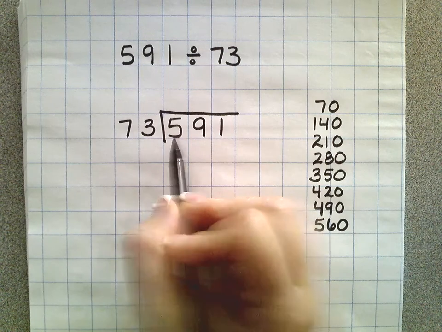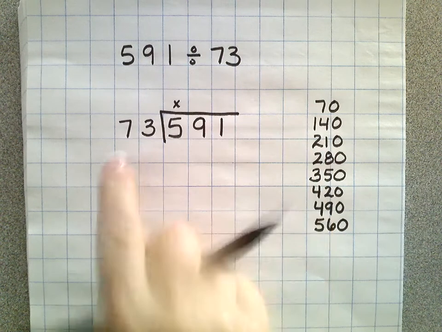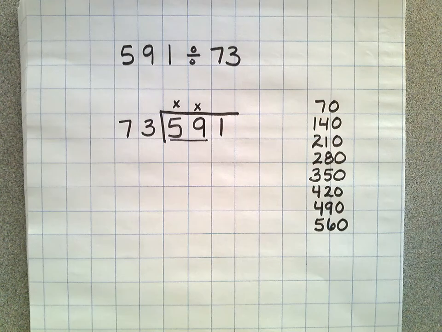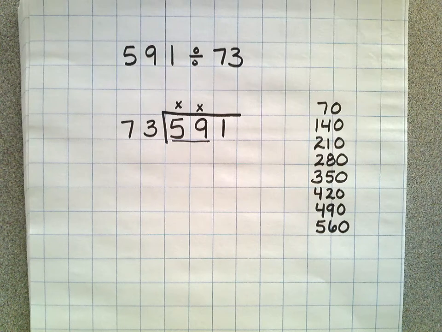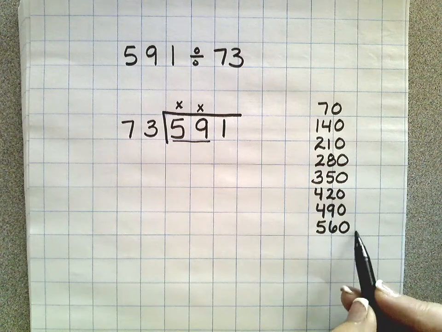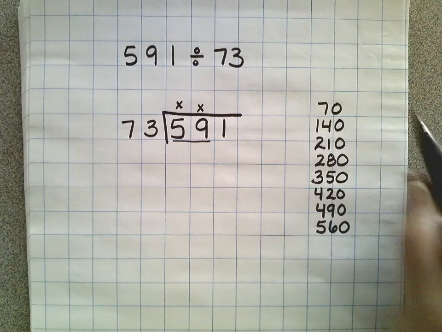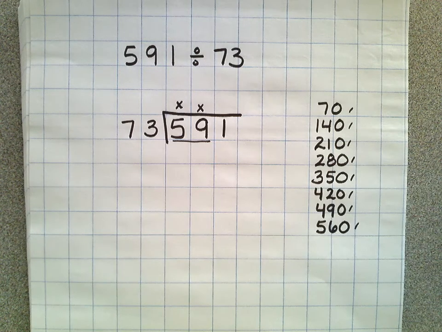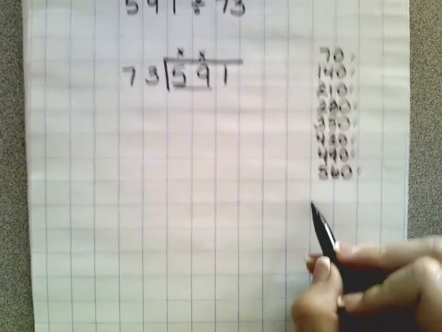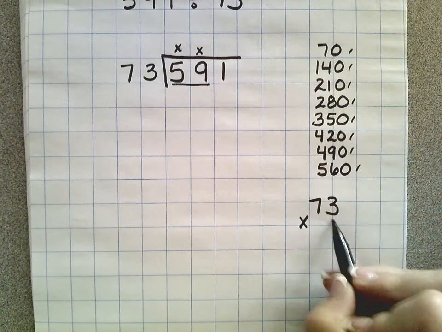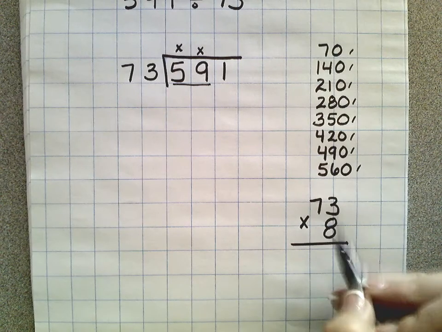73, can it go into 5? Definitely not. 73 into 59? Nope. Put a little placeholder, that way we make sure our numbers are lined up. 73 into 591. I'm noticing 560, which is 70 times 1, 2, 3, 4, 5, 6, 7, 8. So I'm thinking 8 will work, but I've got to try that out. So I'm going to do a little side math using 73. We said 8 times. Let's see if that works.